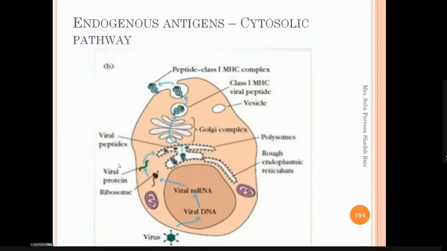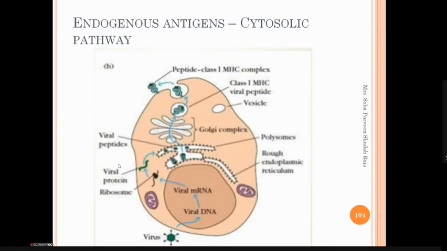We know that secretory vesicles are formed. Further processing of the protein is done in the Golgi complex, and thereafter the Golgi complex will transport this complex. Which complex? The MHC1 and viral peptide complex, to the plasma membrane through the secretory vesicle, and thereafter this complex will be flagged on the surface of the cell.